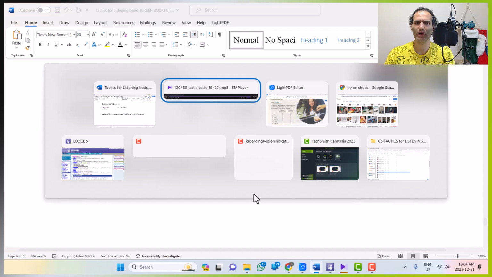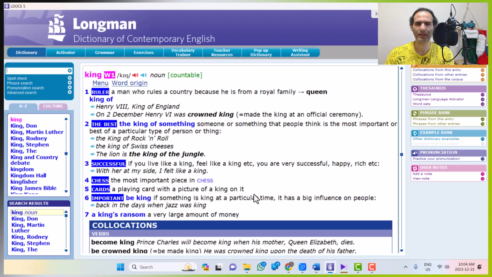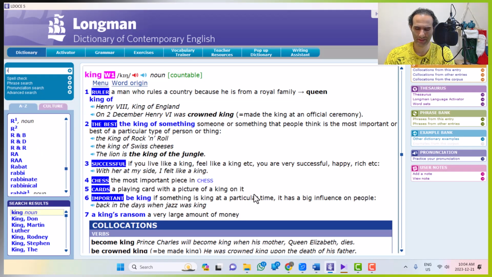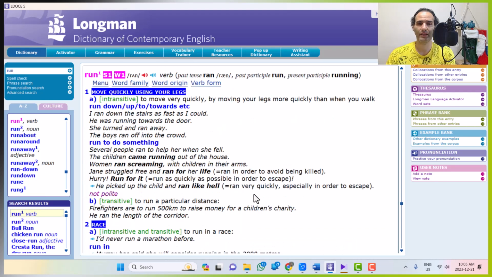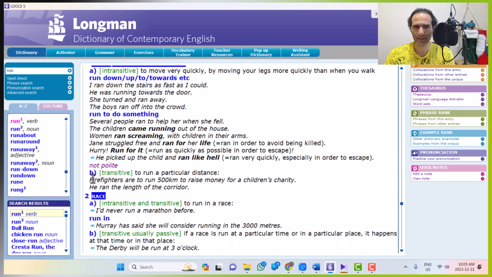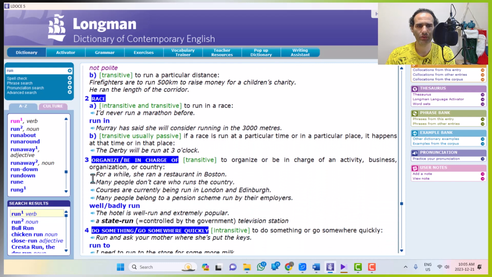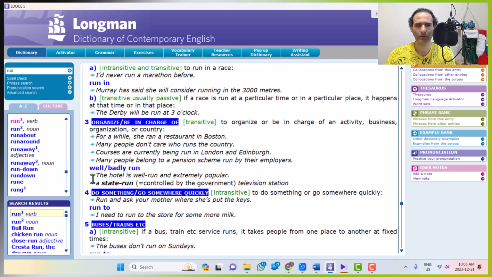Number two, run. Why run? What is the meaning of run? Mr. Longman, please help us. Run. Run, move. Of course, we're not looking for that. Run, meaning to race? No. Meaning to organize, be in charge.